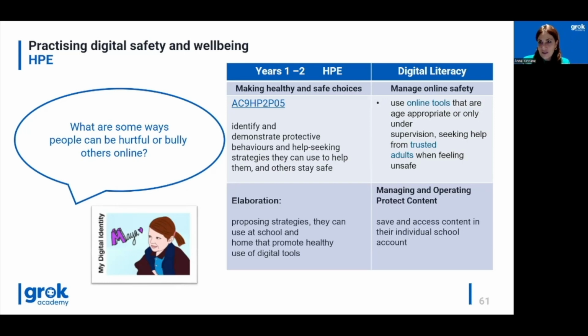Now, the elaboration states clearly that we're talking about the use of digital tools here, so proposing strategies they can use at school and home that promote healthy use of digital tools. This is where we start to have the conversation with our students about appropriate use of online tools, helping them to understand when and how they can seek help if they start to feel unsafe or they're not sure about something. In the digital literacy capability, the expectation is to use online tools that are age appropriate or only under supervision, and seeking help from trusted adults when feeling unsafe.